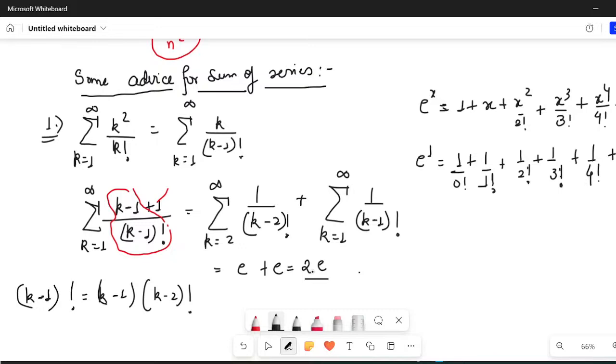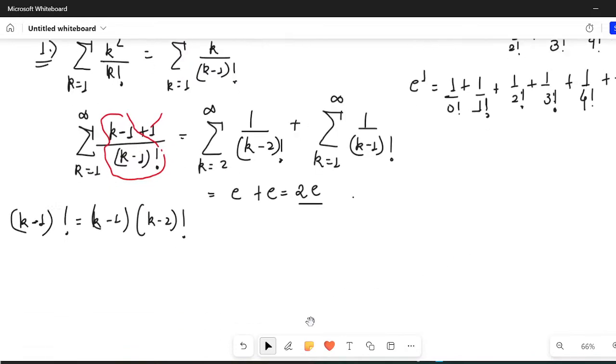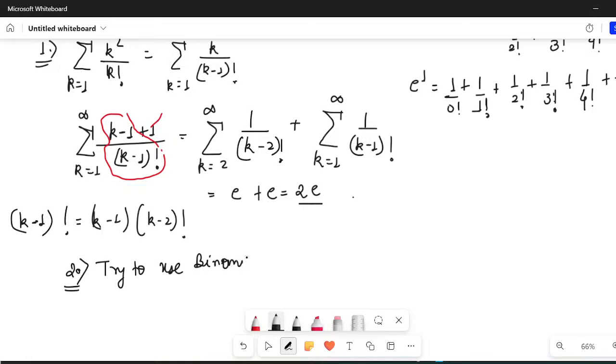Okay, so I hope everybody is following this stuff. Second suggestion, which is very rarely asked but at times you may find in an exam, would be to try to use the binomial series also. Try to use binomial expansion as well.